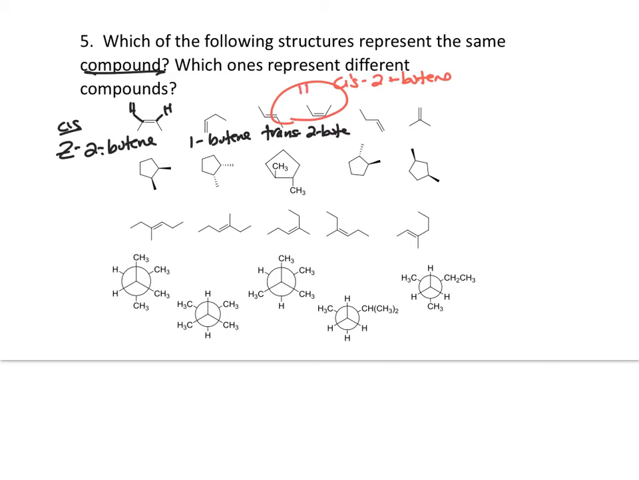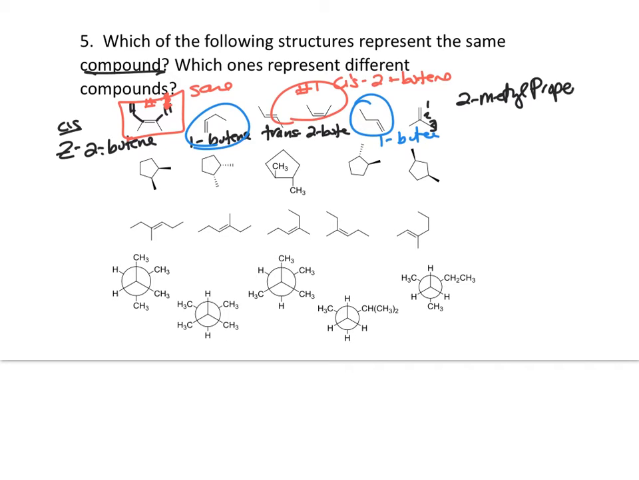So obviously this compound here, we'll call them number 1, and the red are the same. This one right here, 1-butene, would be the same as this 1-butene. And then this compound 1, 2, 3 would be 2-methylpropene, and it would be different.